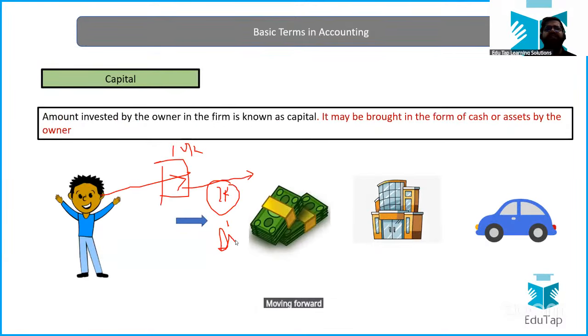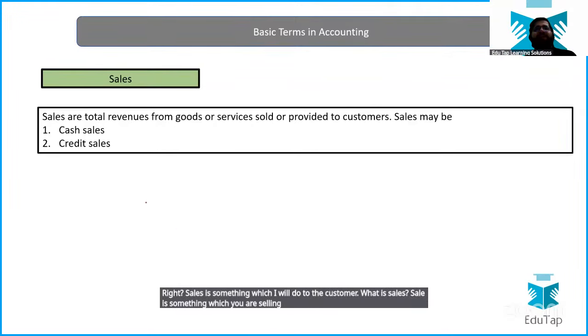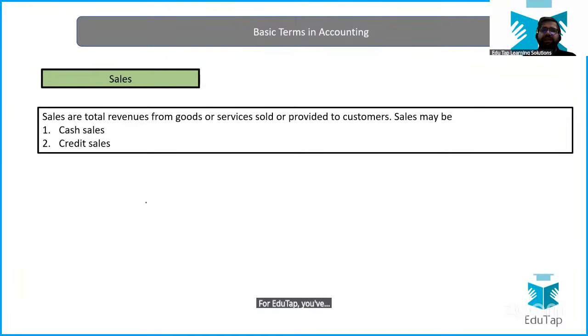Moving forward to sales. Sales is something which I will do to the customer. What is sales? Sale is something where you are selling a product and getting certain money from it. For EduTap, we sold you the course and you give us the money. So in EduTap, this was a sale.